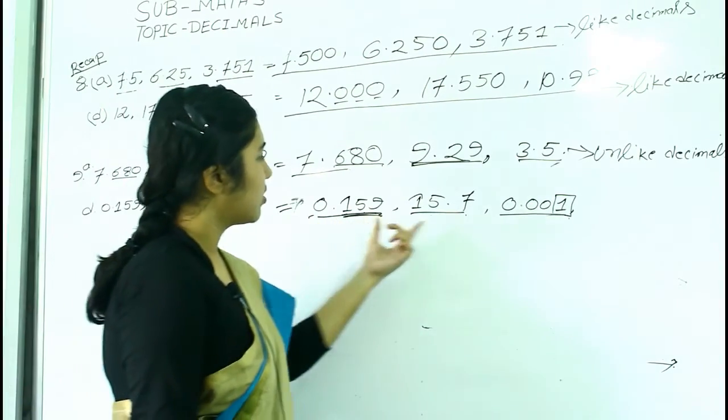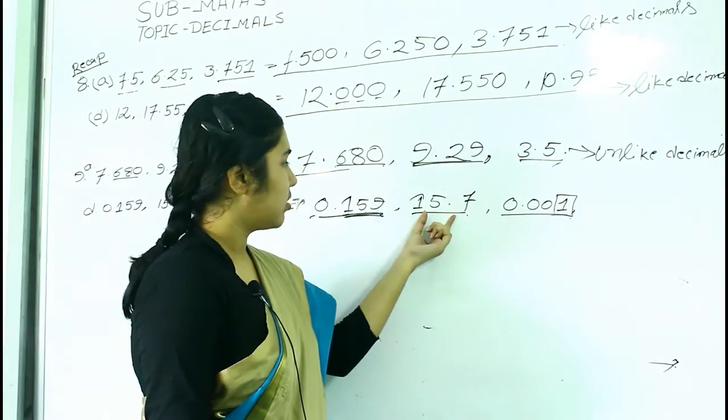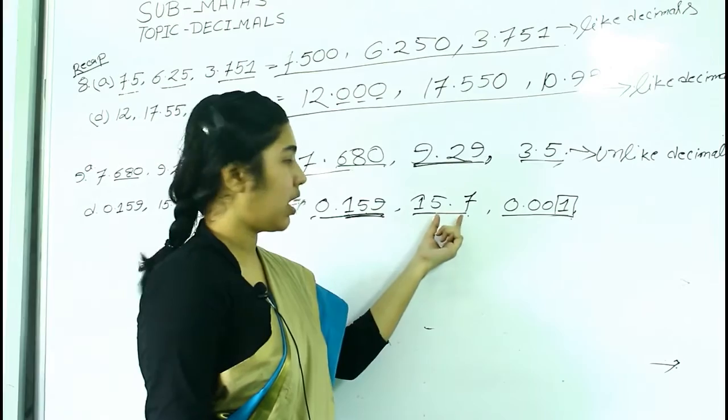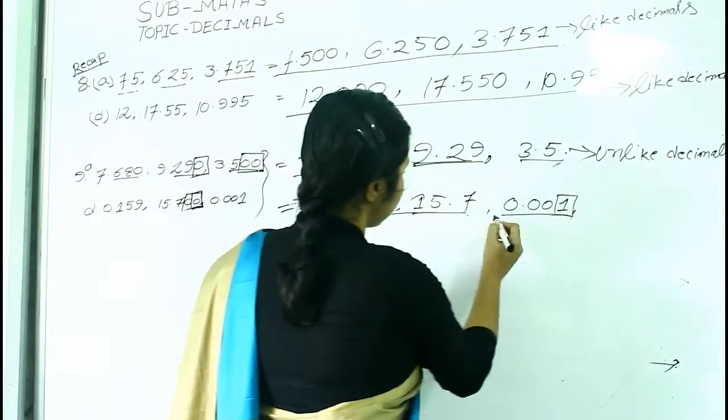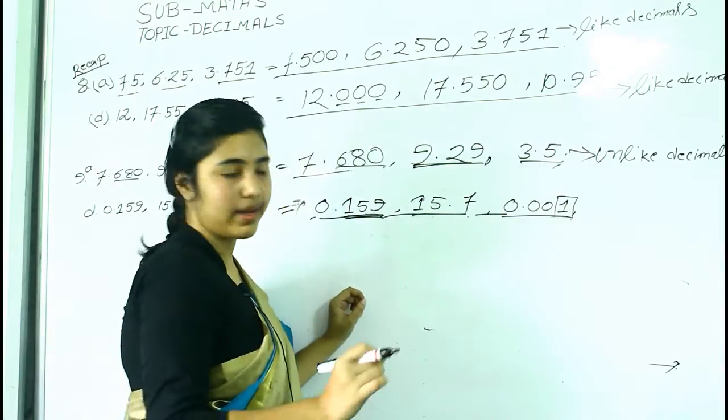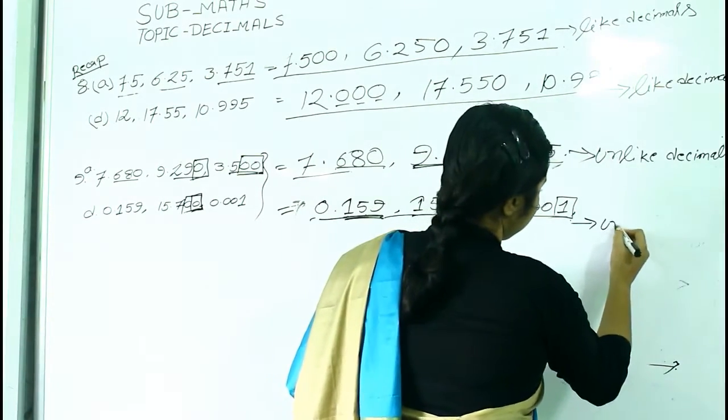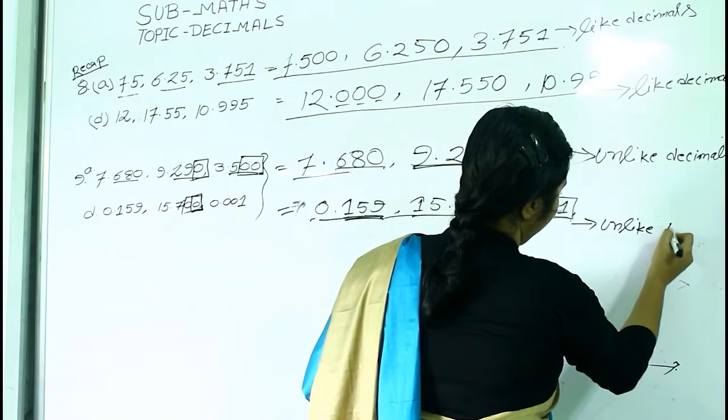So here these 3 numbers, 15.7 has only 1 decimal place. So these numbers are not like decimals. They are unlike decimals.